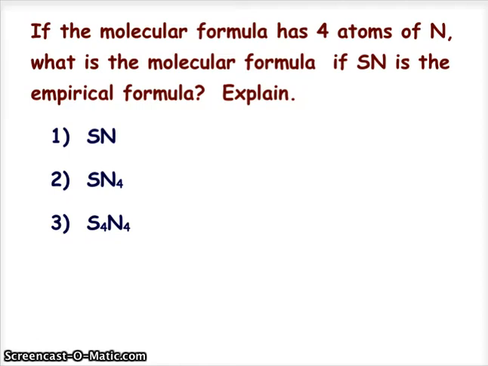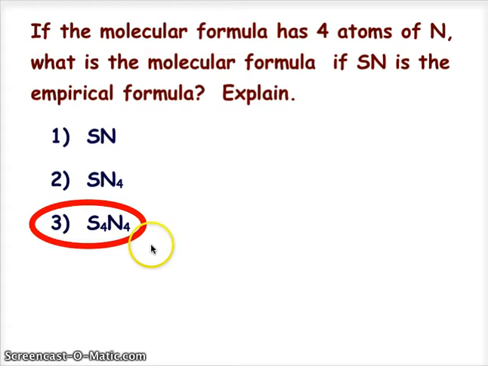So if the molecular formula has 4 atoms of nitrogen, what is the molecular formula if SN is the empirical formula? And our answer is 3, because if the ratio is 1 to 1, and we know we have 4 atoms of nitrogen in the molecular formula, we know that the sulfur also has to have 4 to keep that 1 to 1 ratio. So S4N4, number 3, is the molecular formula for that result.